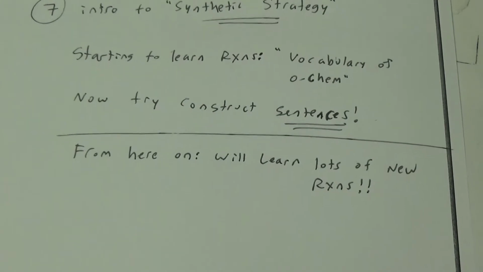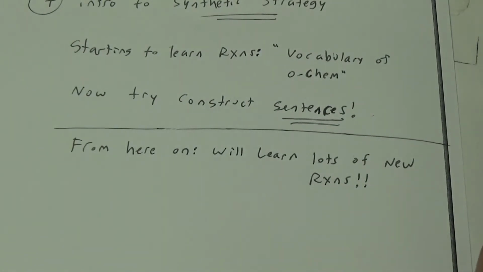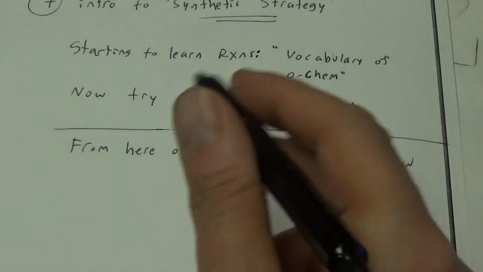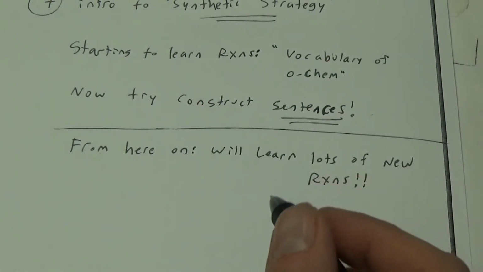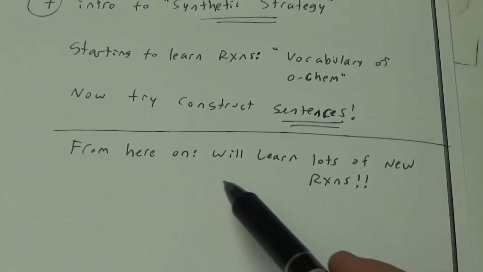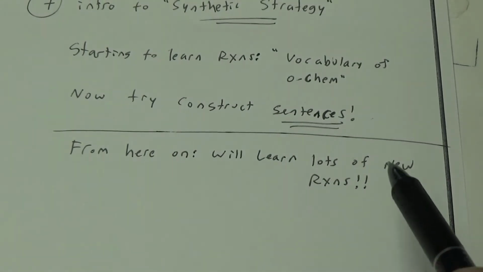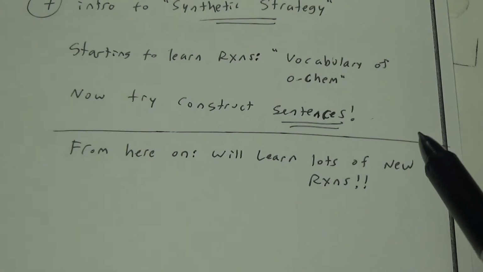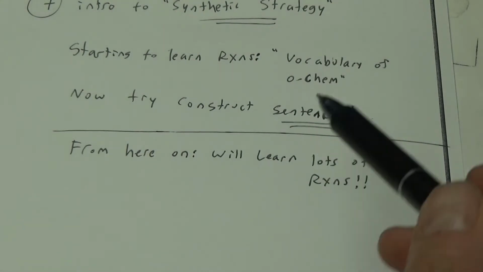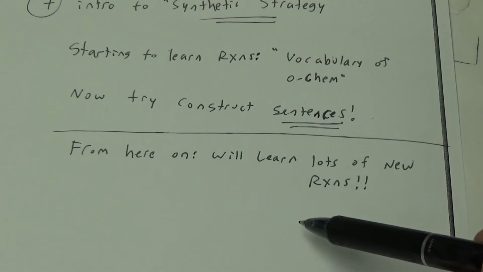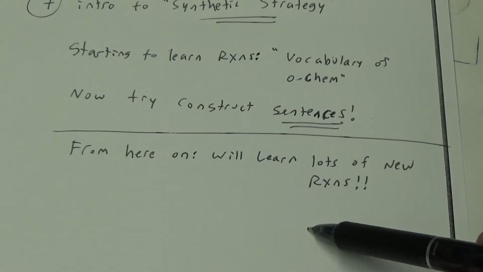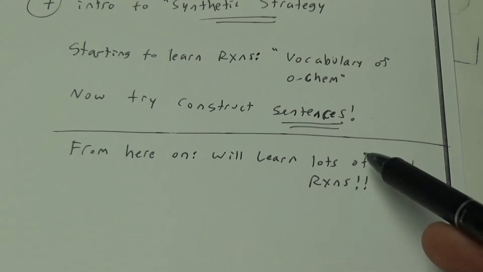Lots and lots and lots, all the way through the end of organic too. And so each of these reactions is kind of like a different word, and we can construct cool sentences. All right. And so how do we learn all of them? I mean, in the normal class, you have to memorize them all. You still, in this class, in the remote learning version of organic chemistry, you still got to learn them, but you have other things at your disposal.